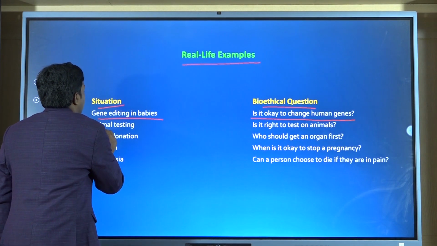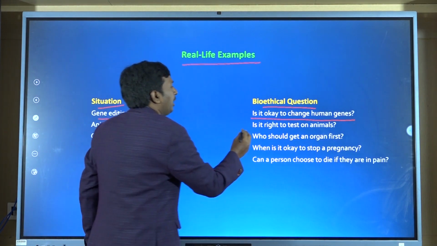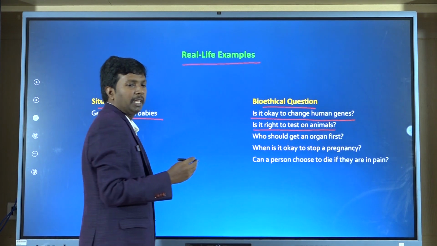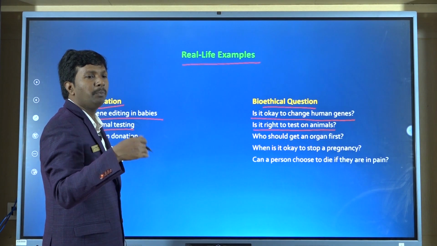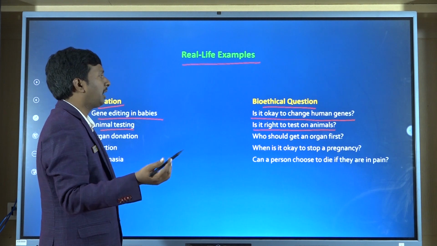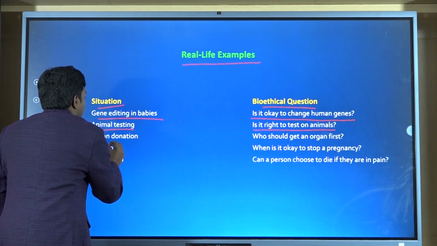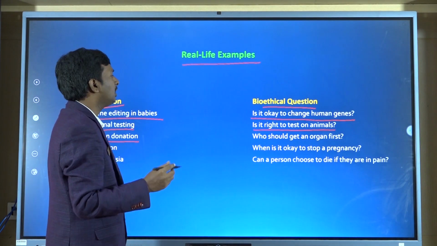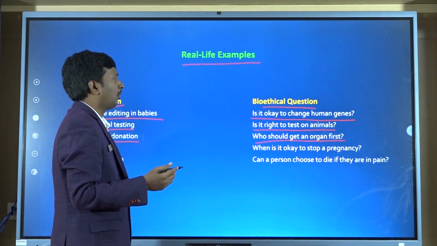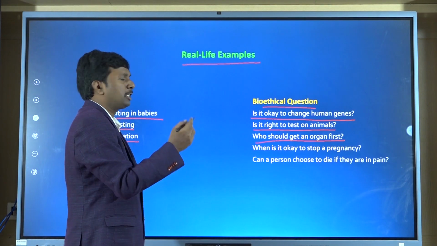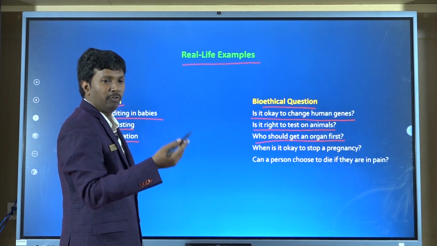The next one is animal testing. This is the situation, and what is the ethical question? Is it right to test on animals? This is a bioethical question, because in experiments we are using different animals, and these experiments may harm the animals, and they may even die sometimes. So we have to think, is it right to test on animals? The next one is organ donation. This is also a situation in bioethics. Who should get organs first? This is a bioethical question. Should a poor person get the organ first, or should a rich person get organ donation first? These are bioethical questions, so we have to think.